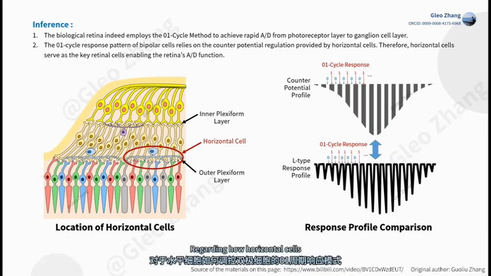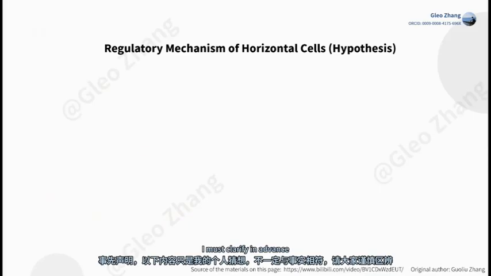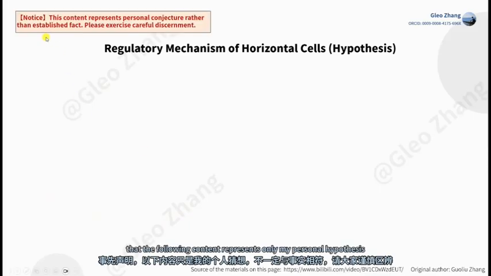Regarding how horizontal cells regulate the Z1 circle response pattern of bipolar cells, I have considered a possible biochemical reaction pathway. I must clarify that the following content represents only my personal hypotheses and may not correspond to factual mechanisms. Please exercise careful discernment when considering this information.